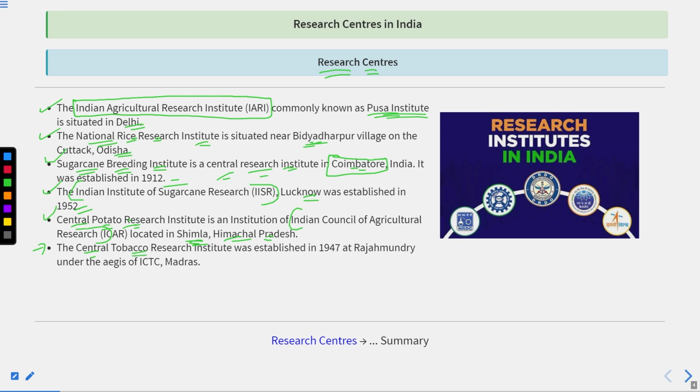Thereafter, we have the Central Tobacco Research Institute. The Central Tobacco Research Institute was established in 1947, the same year that we got independence, at Rajahmundry under the aegis of ICTC Madras. It got established under the ICTC Madras. Central Tobacco Research Institute.